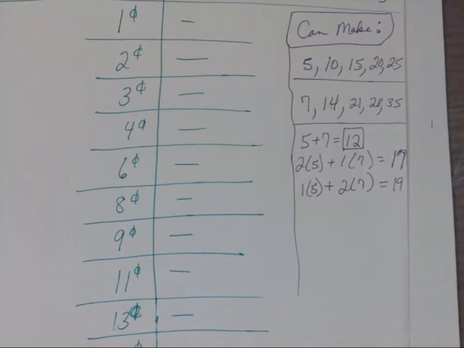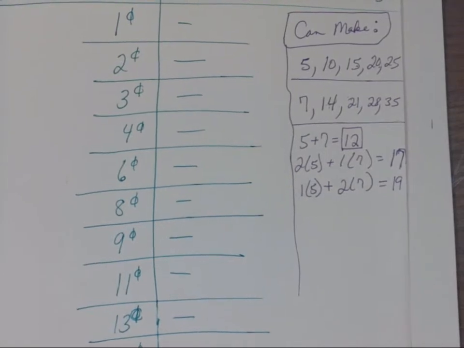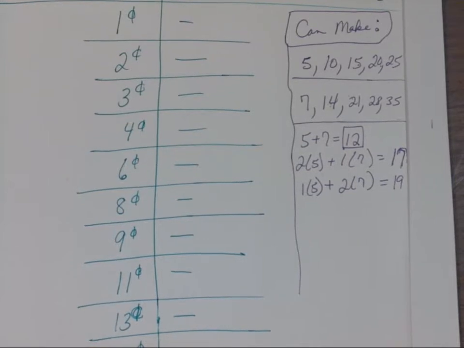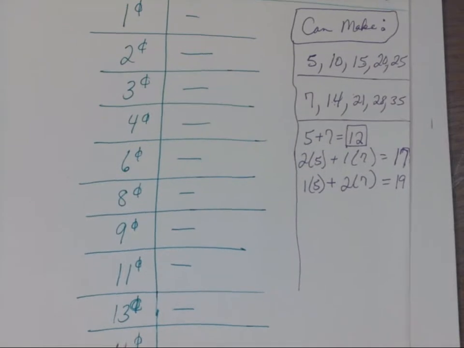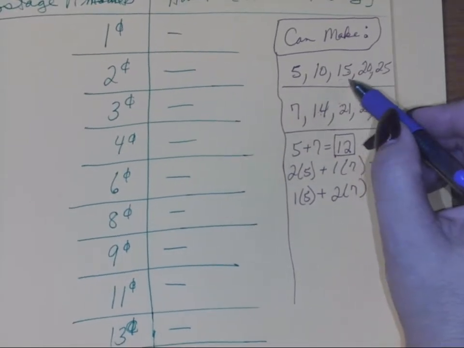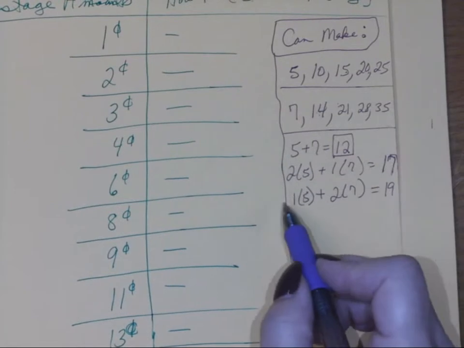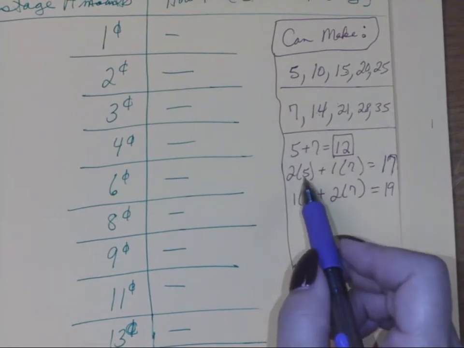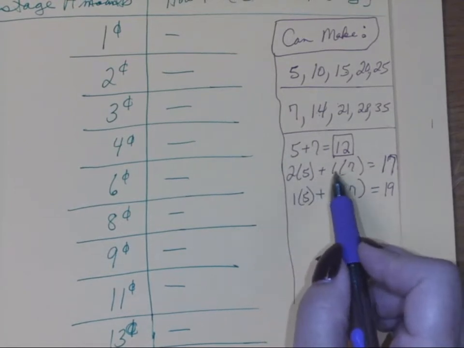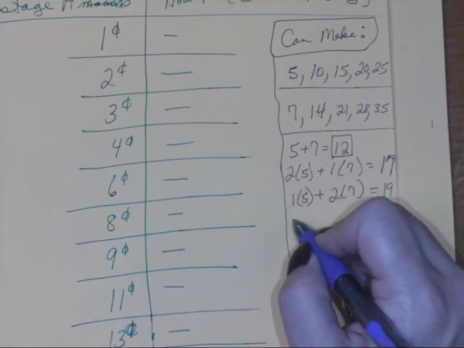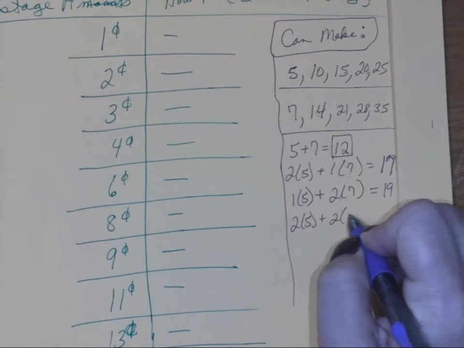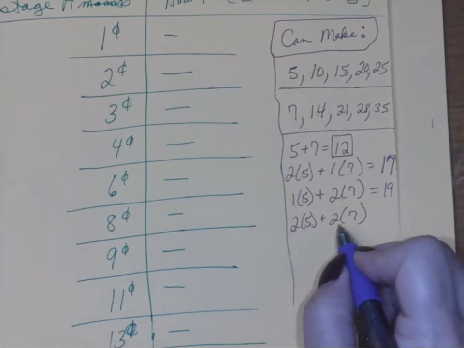What about 22? Let me think carefully here. I don't see a 22. Hang on. Oh, I found it. What I'm doing in my brain, by the way, is I'm looking at all the combinations here with the 2 5s and the 1 7, right? So I could go 1 5, 2 7s. I could go 2 5s, 2 7s. Well, that would be 10 plus 14.